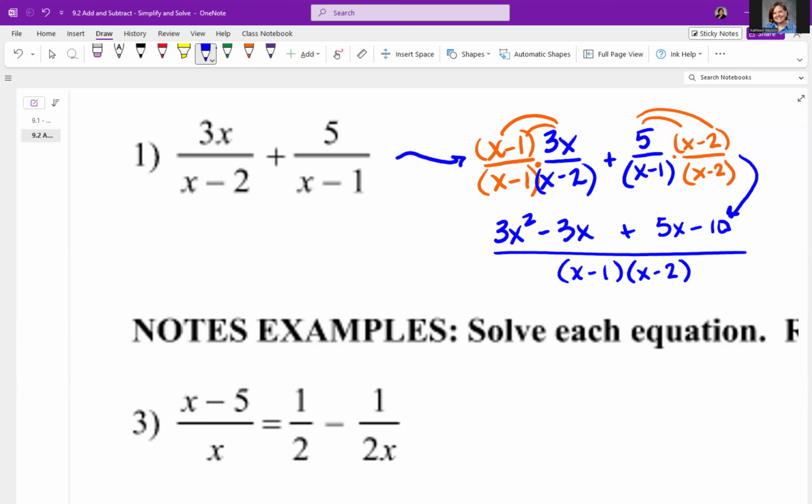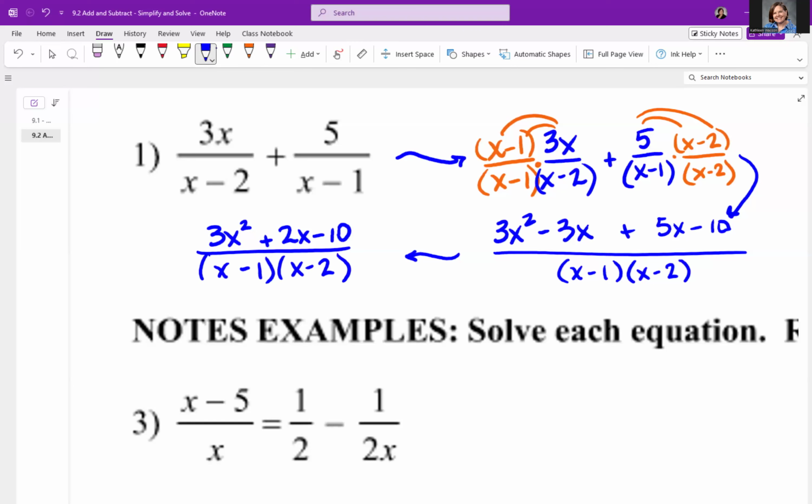And you combine like terms. Combined, this is 3x squared plus 2x minus 10 over x minus 1 times x minus 2.